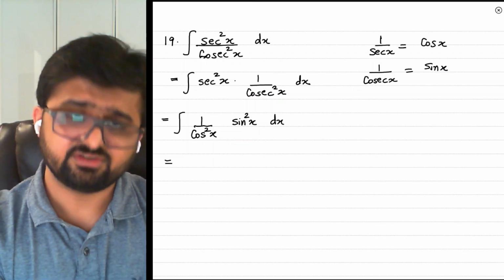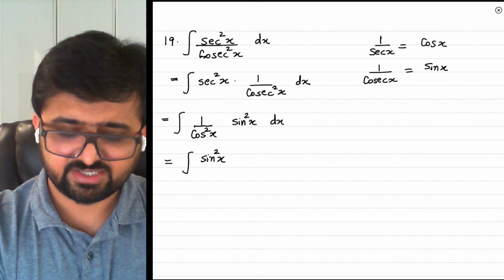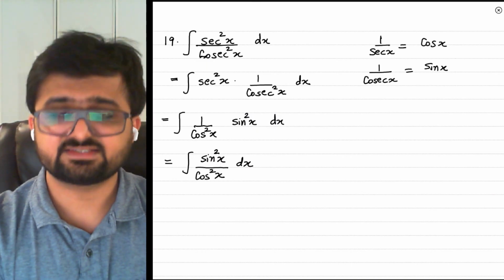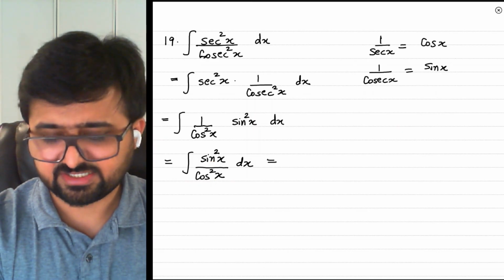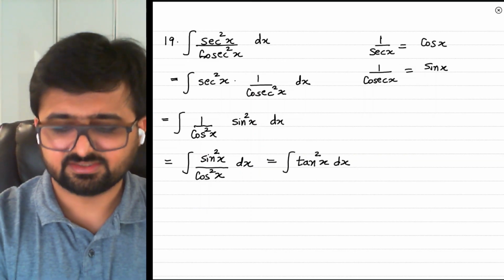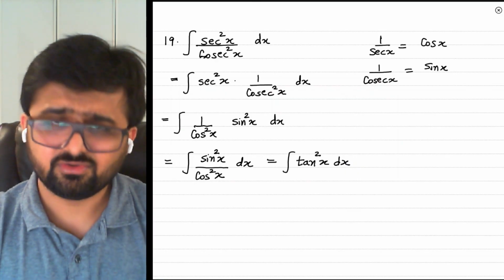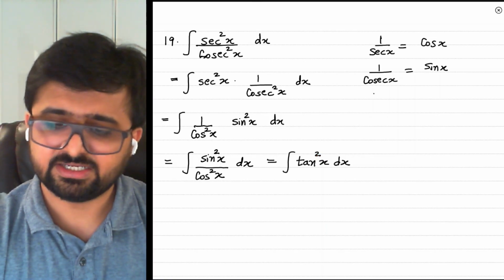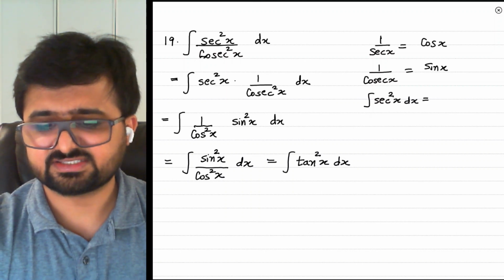Okay, now this is nothing but integral of sine square x over cos square x dx. Now we know sine over cos is nothing but tan. So this will become tan square x dx. Okay, I hope that makes sense so far. Now we don't know the integral of tan square x. However, we do know the integral of sec square x dx, which is tan x.